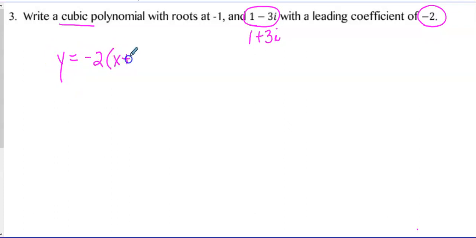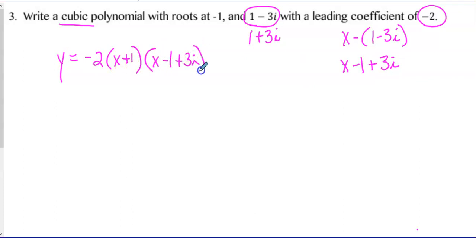We have an x plus 1, and then we have an x minus this whole thing. Okay, let's talk about what that looks like. X minus 1 minus 3i. Remember, when you have a minus and then you have parentheses like this, everything changes to its opposite. So this is like x minus 1 plus 3i. So that's what goes in this one, x minus 1 plus 3i. Okay, and then we're going to have x minus this whole thing. So these both just change to their opposites.